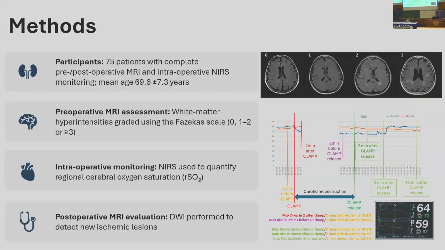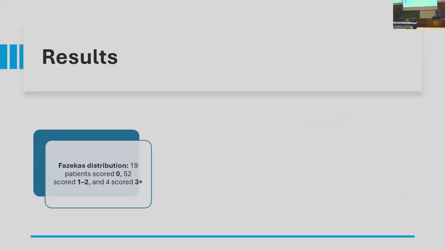We included a total of 75 patients with MRIs and intraoperative NIRS monitoring, with a mean age of 69.6 years. We used the Fazekas scale, grouped into 0, 1 to 2, and 3 for white matter hyperintensities. We used near-infrared spectroscopy to monitor the intraoperative oxygen saturation, and postoperative MRI evaluation was used as well, with DWI performed to detect new ischemic lesions. We found that 19 out of the 75 patients scored 0 on the Fazekas scale, 52 scored between 1 to 2, and 4 scored 3.